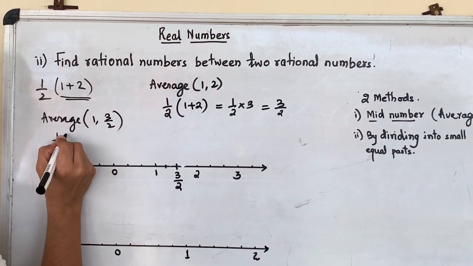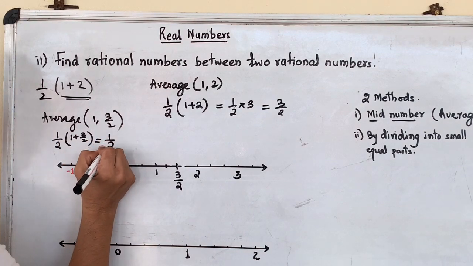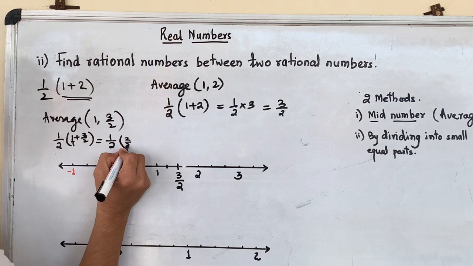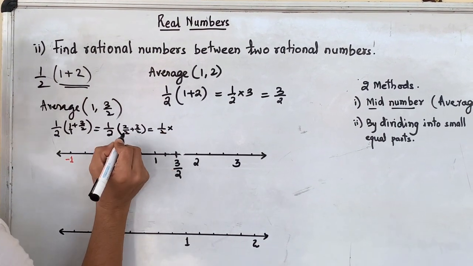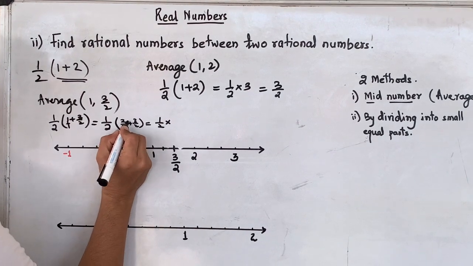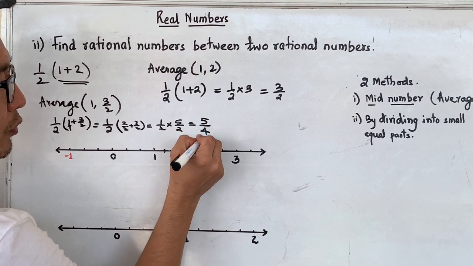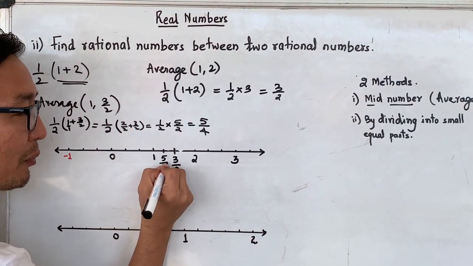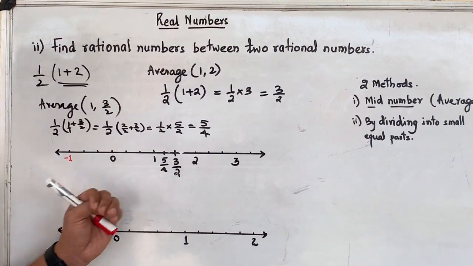The average is half times 1 plus 3 by 2. Taking the denominator 2, this is half times 2 by 2 plus 3 by 2, which is half times 5 upon 2, so that is 5 upon 4. So the rational number is 5 by 4, between 1 and 3 by 2.